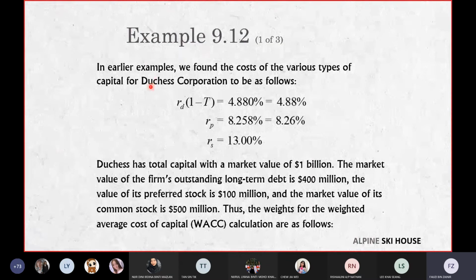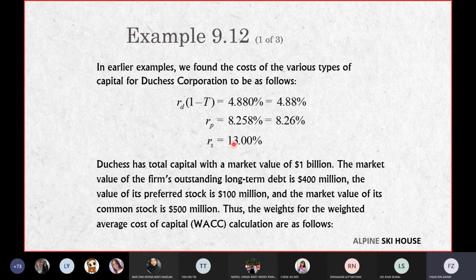All right. So here in the earlier examples, we found the cost of various types of capital for Duchess Corporation. The after-tax cost of debt is 4.8%. The cost of preferred stock is 8.26%. The cost of the retained earnings, okay, here we are talking about retained earnings, is 13% based on the constant growth model calculation. As you know, the debt is the lowest of all these three.